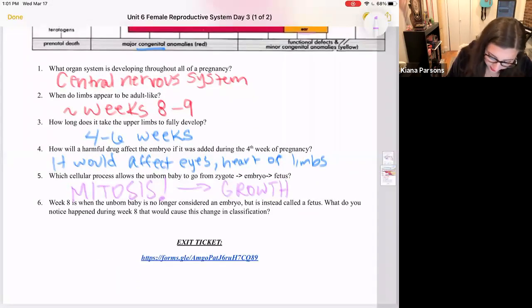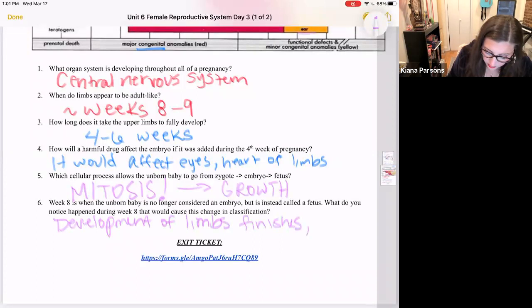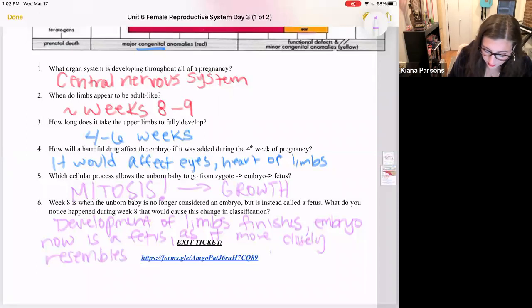So, okay, we have the development of external limbs. Let's just call them limbs. Finishes. Embryo now is a fetus, as it more closely resembles a human. A human baby, right?